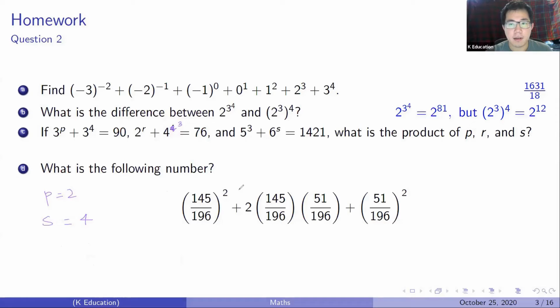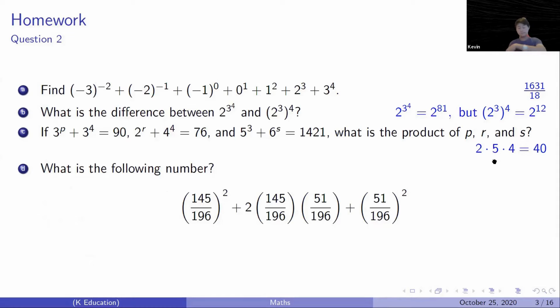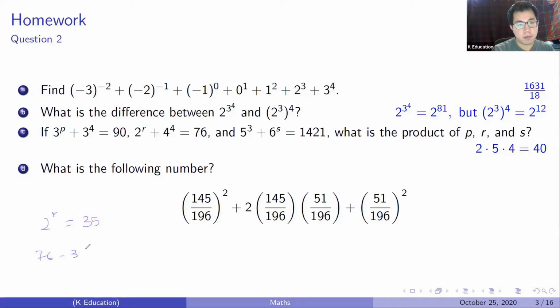Okay, so question C, ignore it, I did that wrong. It turns out r should have been 5. So in that case, 2 to the r is 32, and 76 minus 32 is equal to 44. Okay, something went wrong there. Apologize for that. So we can ignore C.